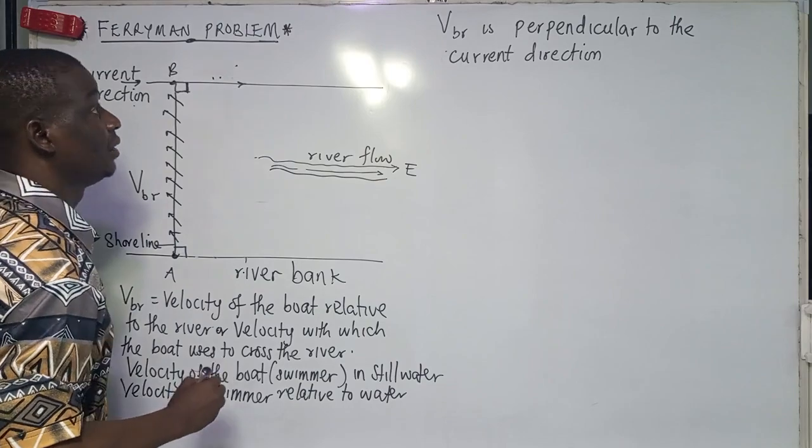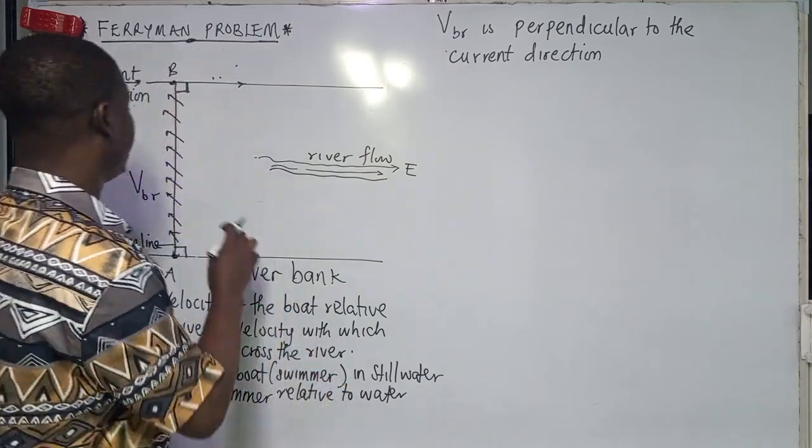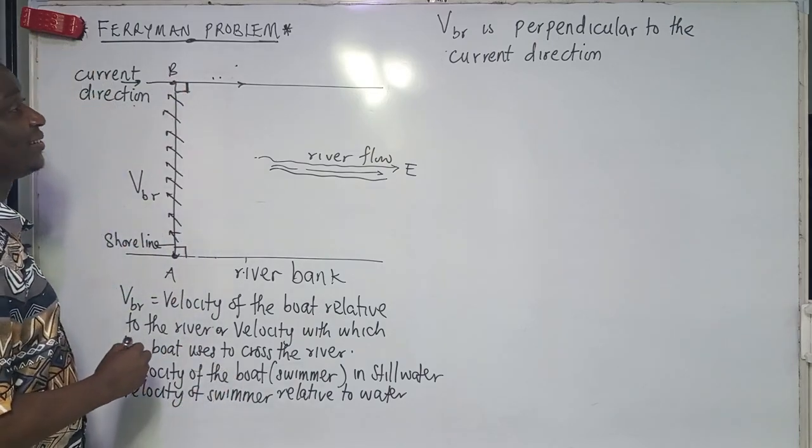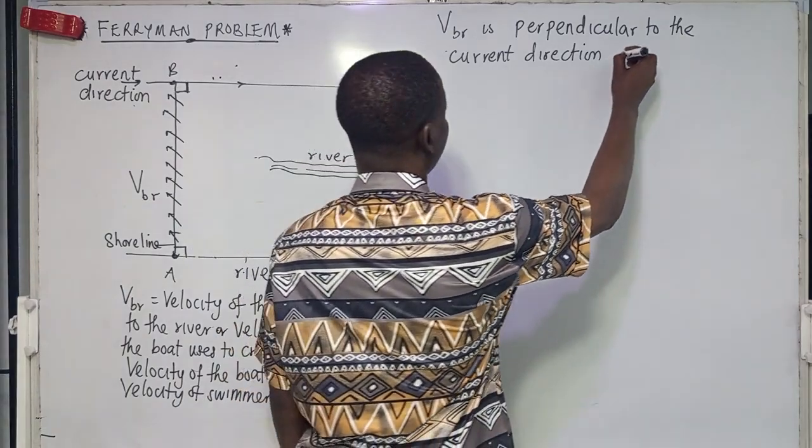So let me leave it first. So now the VBR is perpendicular to the current direction of the river.